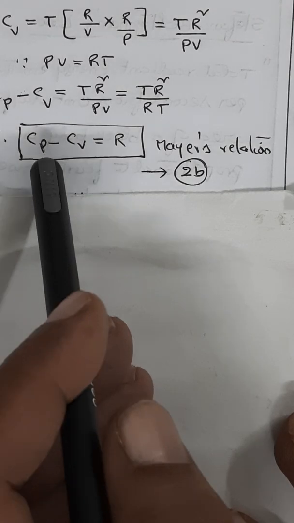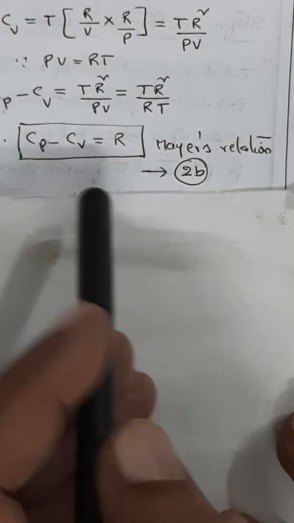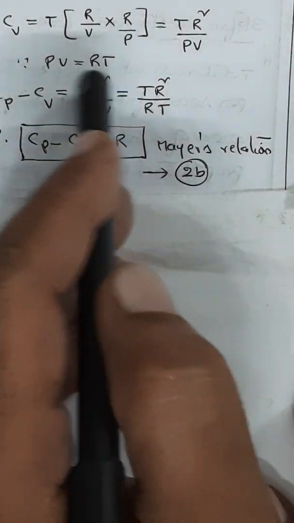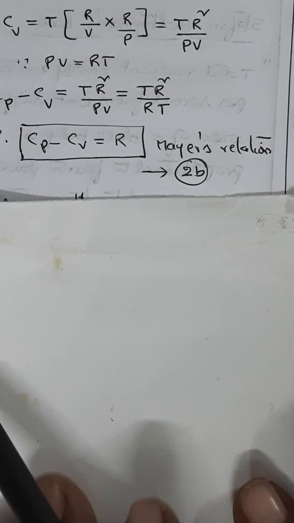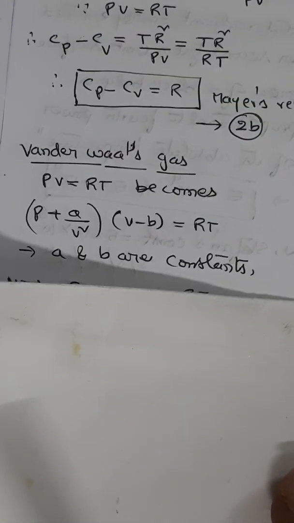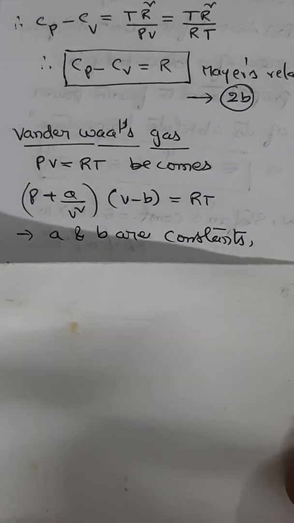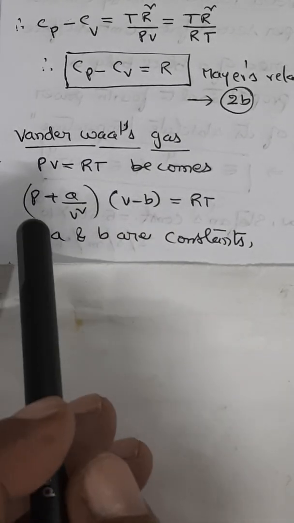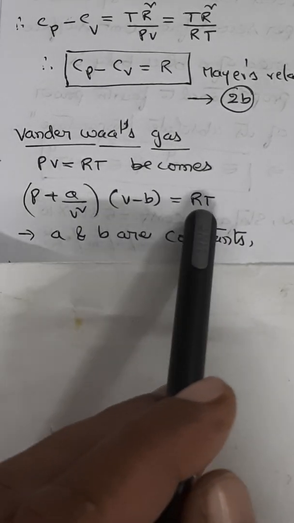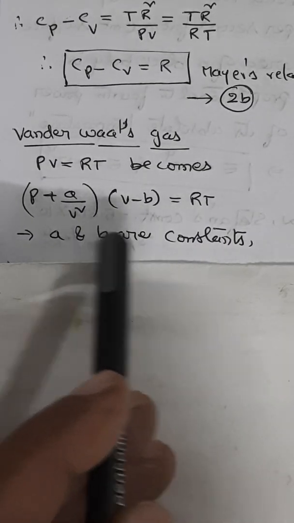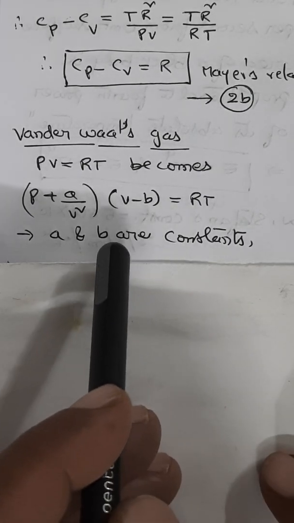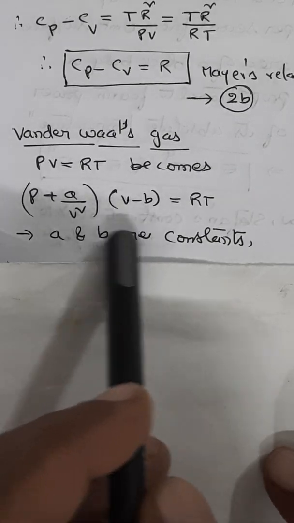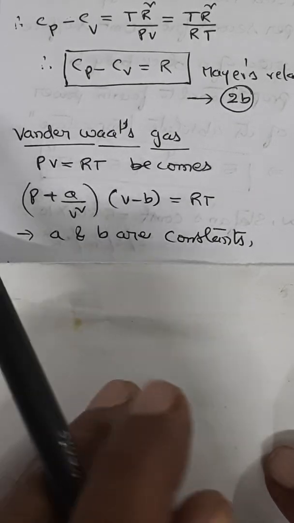Now this is for a perfect gas. Let us take the van der Waals gas. In the case of van der Waals gas, the equation PV equal to RT gets slightly modified with two more constants. So for van der Waals gas, PV equal to RT becomes (P plus A by V square) into (V minus B) equal to RT. Here A and B are constants. Now differentiate this equation with respect to T at constant volume.